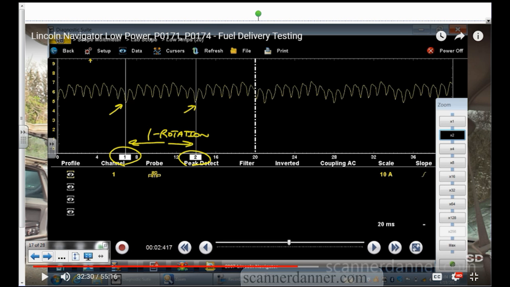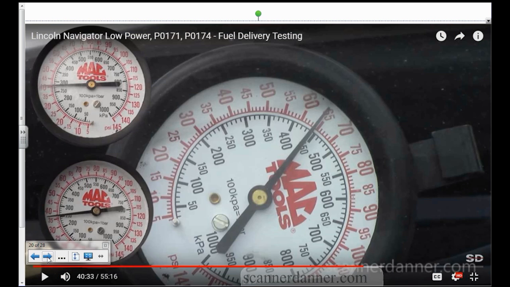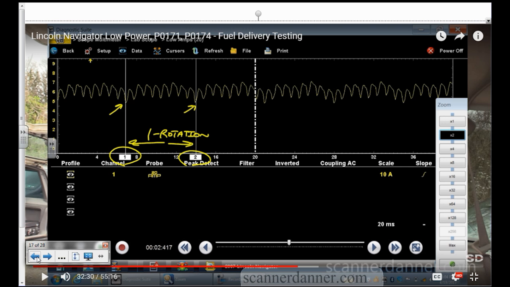Okay, so if I have one rotation occurring, I need my cursors to see what my time base is. I don't have that here. Didn't capture that quite right. I needed it at the bottom right. Yeah, I didn't show it. I do after, so we'll compare the before and after.